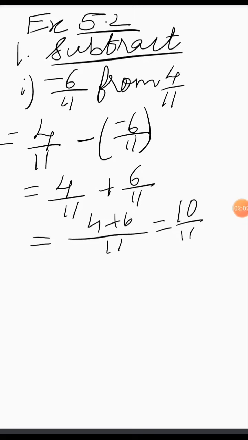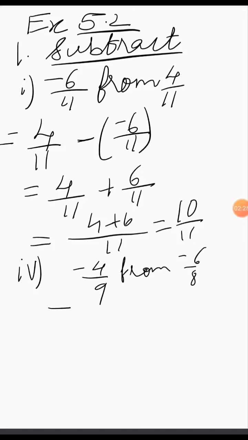Let me take one more example. This was the first one. Just move to the fourth one. Again the heading is related to the question: subtract minus 4 by 9 from minus 6 by 8. So it means from. So what do you have to write? Minus 6 by 8 first. From minus 6 by 8 you have to subtract the first rational number, that is minus 4 by 9. Now just simplify.